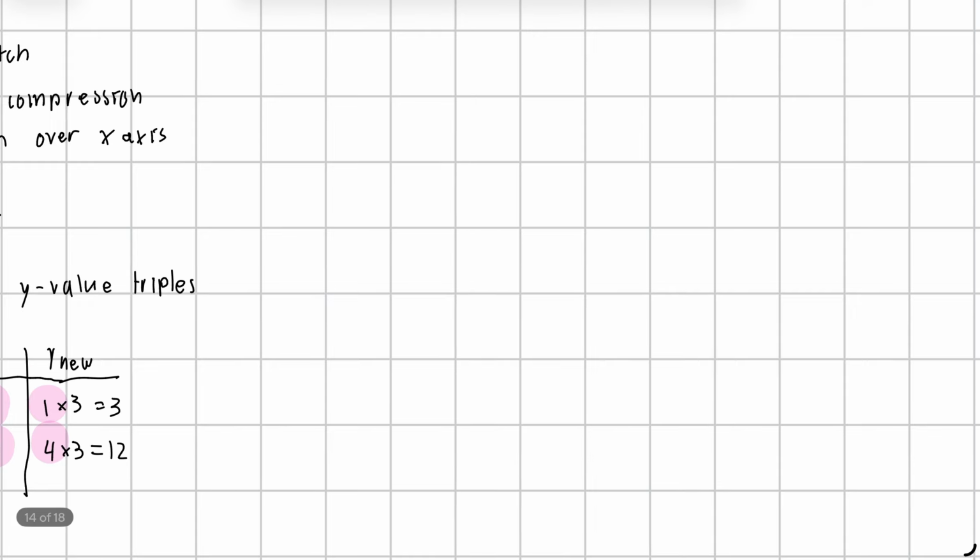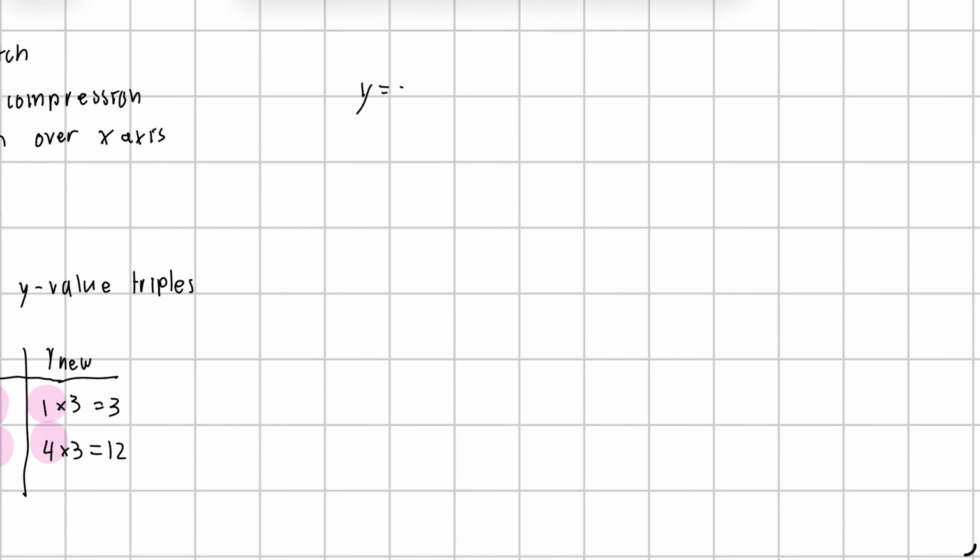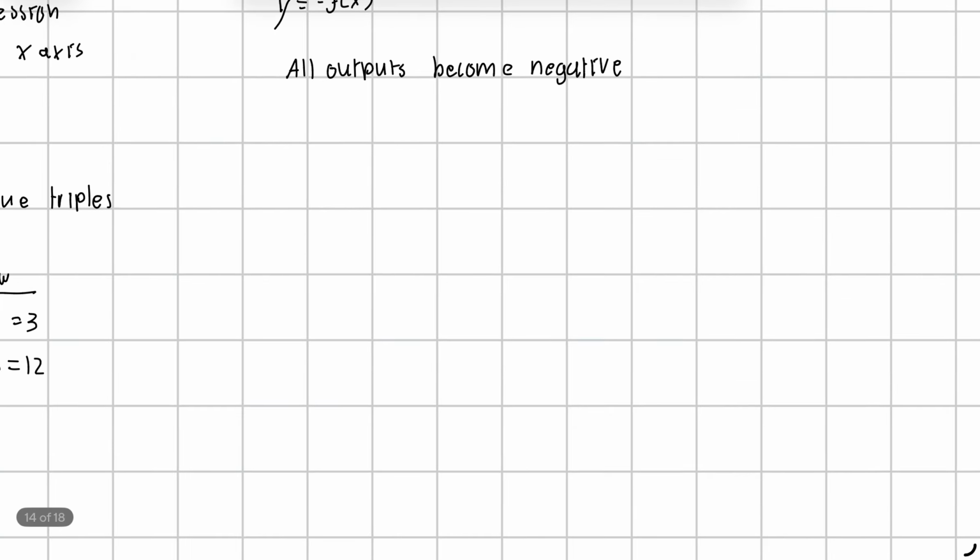So now let's talk about reflection over the x-axis. If you have y equals negative f of x, this is going to cause all outputs to become negative. So, for example, if you have a negative value, you're going to multiply by negative, and that's going to become positive, right? And then if you have a positive value, that's going to become negative, right? So that's going to swap those values.